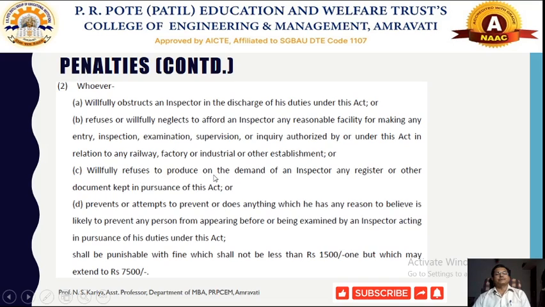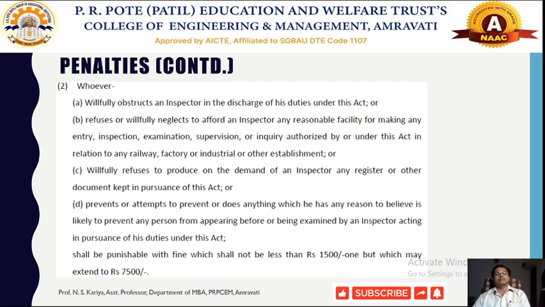Willfully refusing to produce on the demand of the inspector any register or any other documents kept in pursuance of the act. According to the act, whatever provisions are there, if any document or any other registers explaining the payment of wages and other deductions or fines are not produced by the employer whenever the factory inspector visits the factory, in that case also there is a fine.